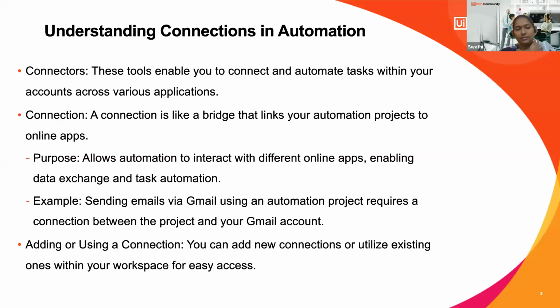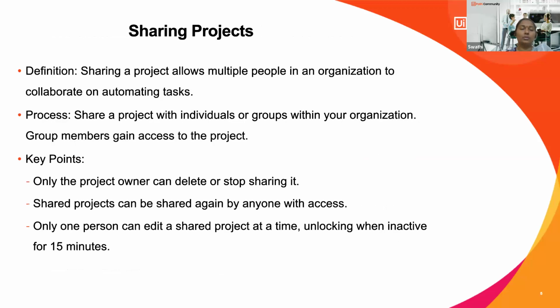Okay. And how can we add? So we can add connections in two ways. One is through integration services, and another one is in the automation itself, in the activity itself. And sharing a project. Once you have developed a project, you can share your project within the organization, and you can share in your organization groups also.